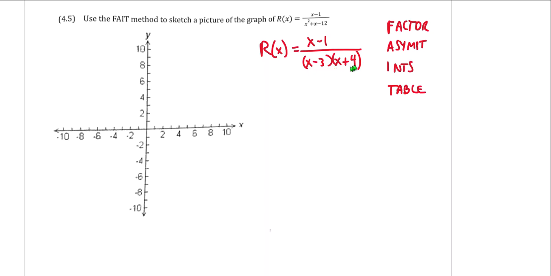x squared plus 4x minus 3x. Yes, that's going to give us that plus x in the middle. Minus 3 plus 4, multiplying them gives us the negative 12. So everything checks out. So we have factored the denominator.